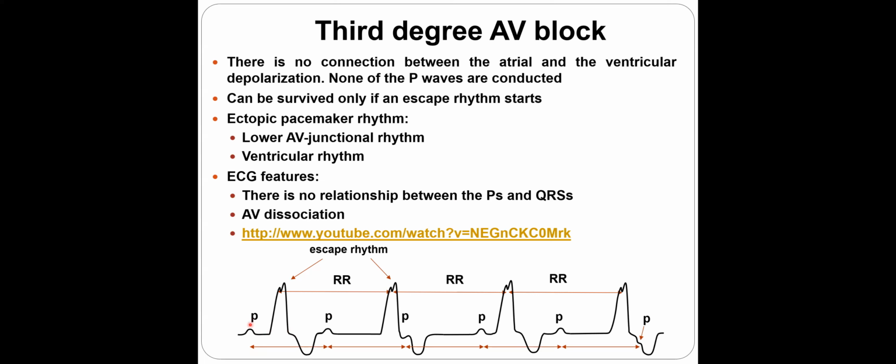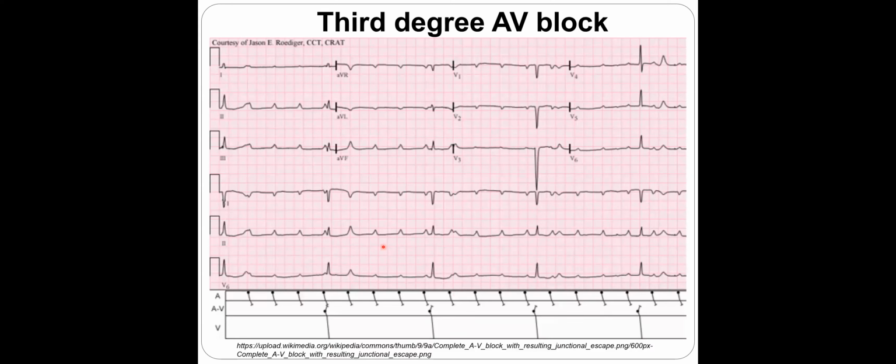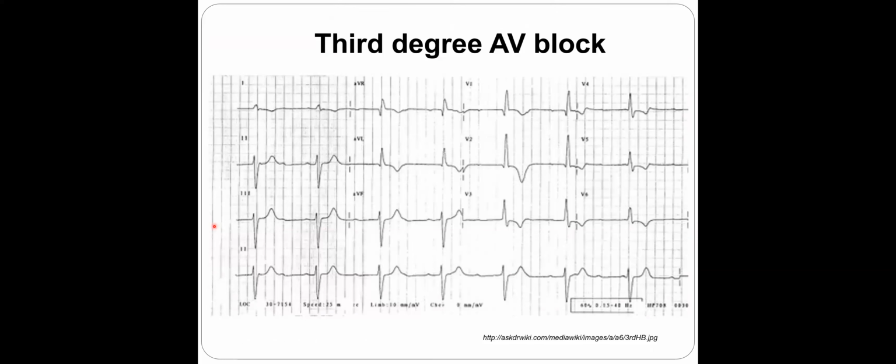As you see here, the rate of the P's is completely unrelated to the RR interval. This is why you do not have any relationship between the P and the QRS complex. This is how you diagnose it, and it is rhythmic. So first degree is rhythmic, second degree is not rhythmic, 2 to 1 is rhythmic, high degree is not rhythmic, and third degree is rhythmic again. This will help you to diagnose it.